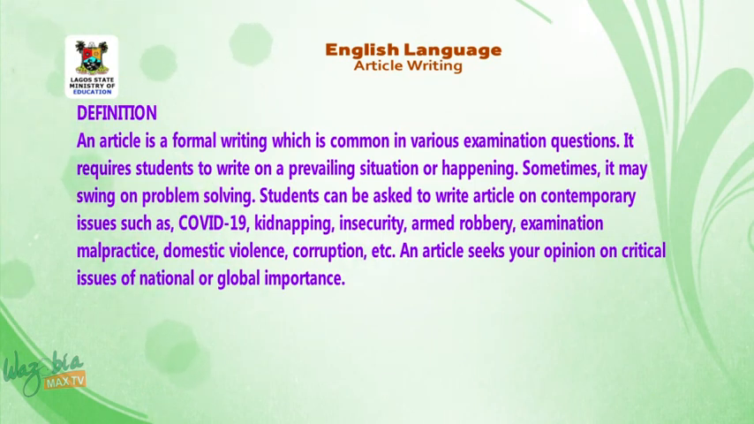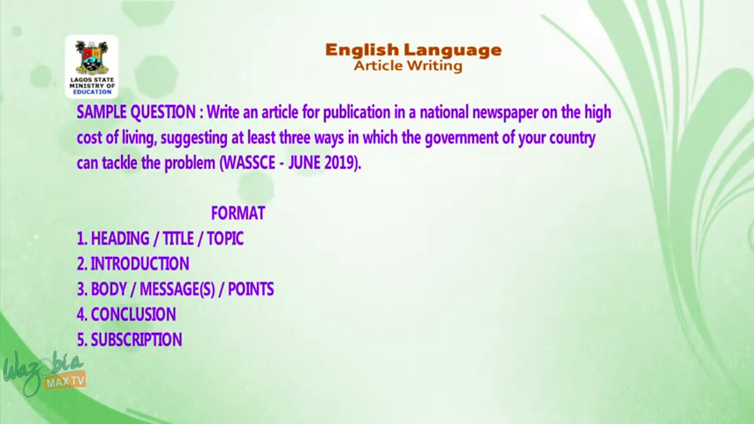Before we start on a full scale, let us write this question down. This question will serve as our sample question, which I will use to explain how to write a good article. Now let's put the question down. Write an article for publication in a national newspaper on the high cost of living, suggesting at least 3 ways in which the government of your country can tackle the problem. The question again, write an article for publication in a national newspaper on the high cost of living, suggesting at least 3 ways in which the government of your country can tackle the problem. This is WAEC June 2019.